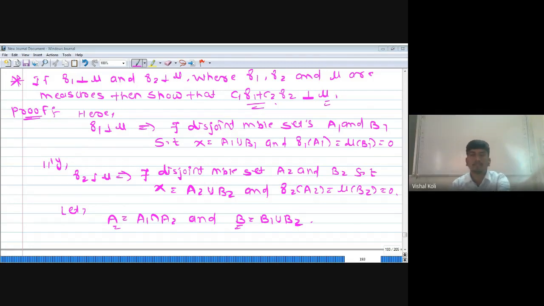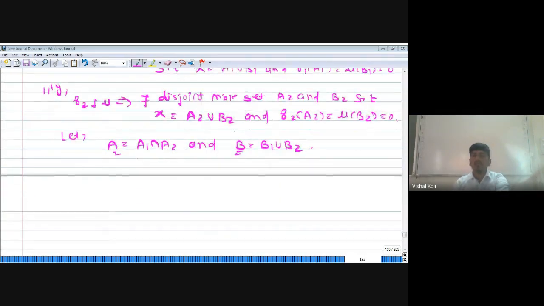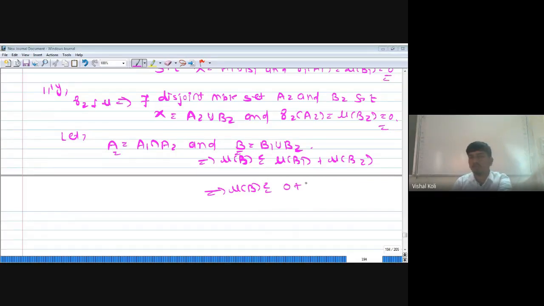Now, as B equals B1 union B2, mu of B is less than or equal to mu of B1 plus mu of B2. Since we don't know whether B1 and B2 are disjoint or not, we use subadditivity. But mu of B1 is equal to 0 and mu of B2 is also 0, so mu of B is less than or equal to 0 plus 0. But mu is a measure, so mu of B must be equal to 0.